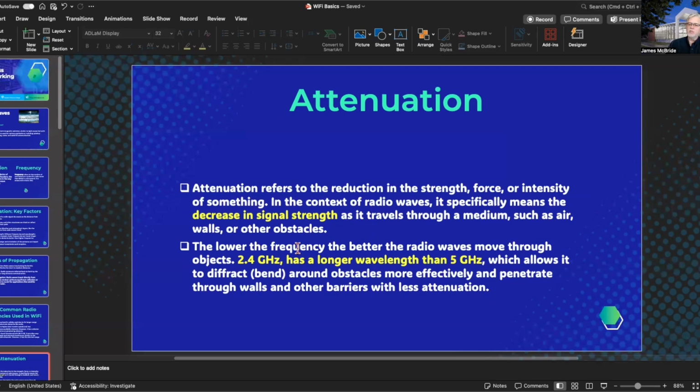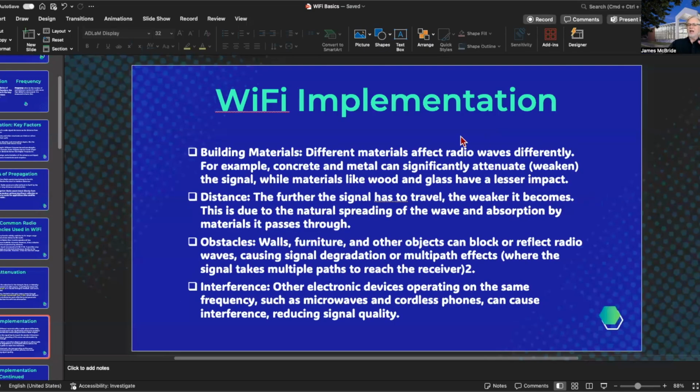The lower the frequency, the better the radio wave moves through the objects, as I explained. 2.4 has a longer wavelength than 5 gigahertz, which allows it to diffract or bend around obstacles more effectively and penetrate through walls and other barriers with less attenuation. Okay, let's look at actual implementation of Wi-Fi. So when you see, again, that term Wi-Fi, it means 2.4, 6 gigahertz, 5 gigahertz. It's the main ones that we use for our wireless networking.